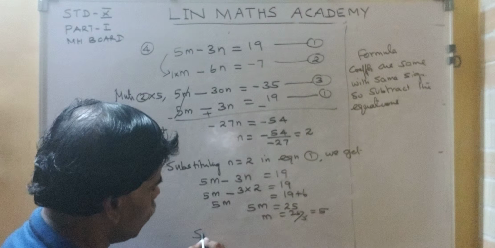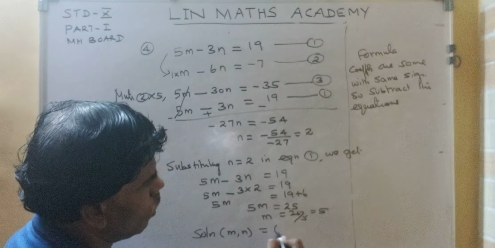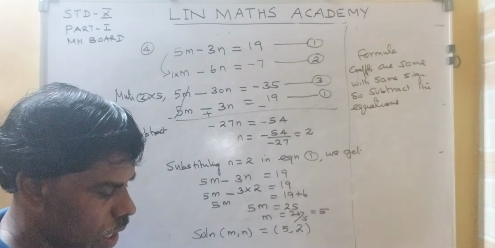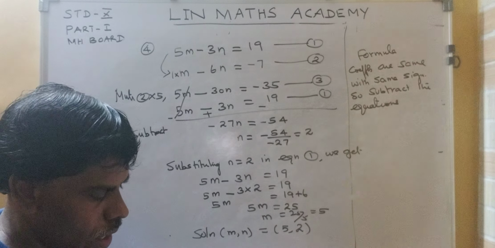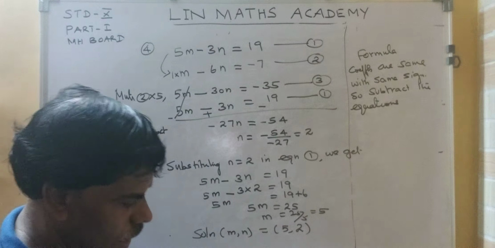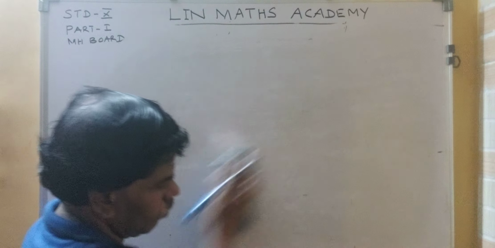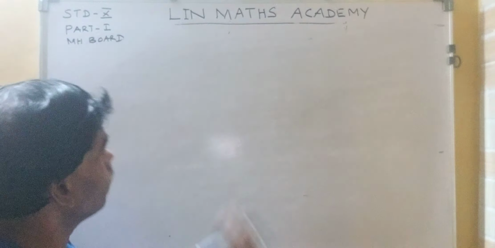So what is the solution? M comma n equal to 5 comma 2. In this way you can solve all the sums given in your textbook. Okay. Now one more thing we will see. Fifth sum. Now fifth sum we will see.